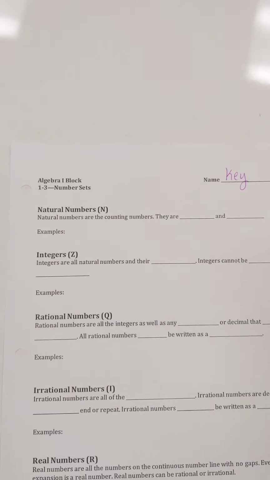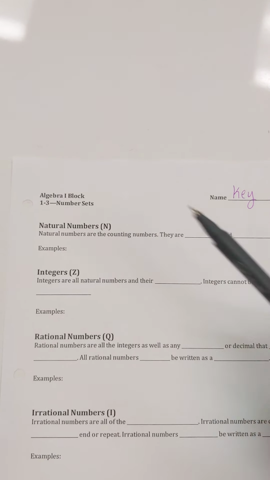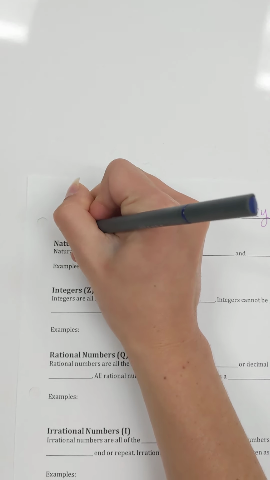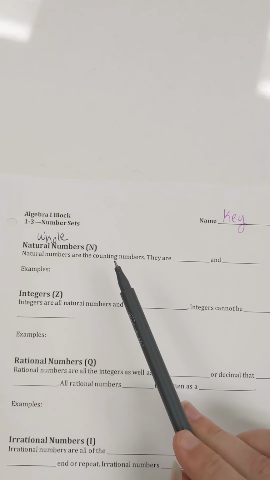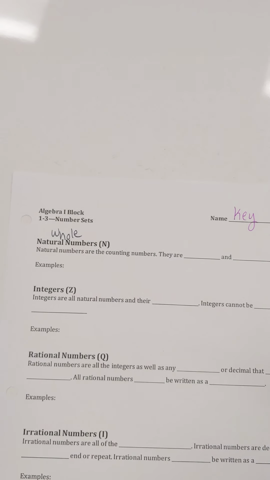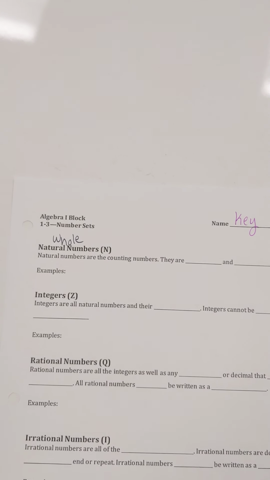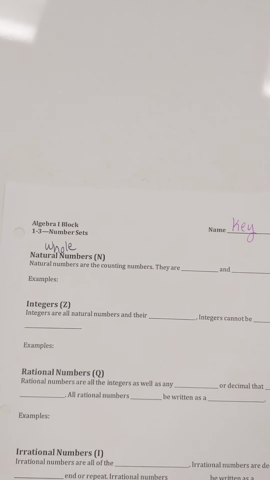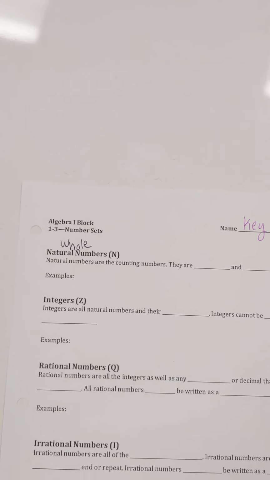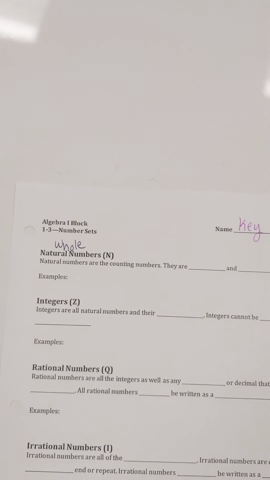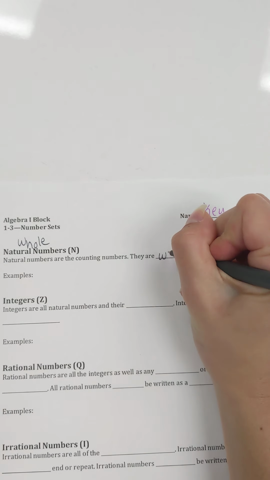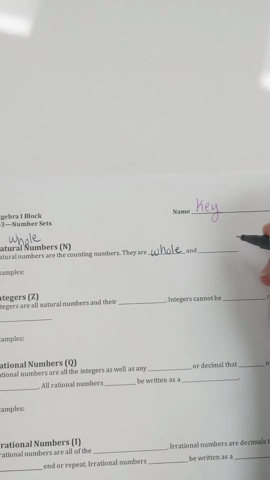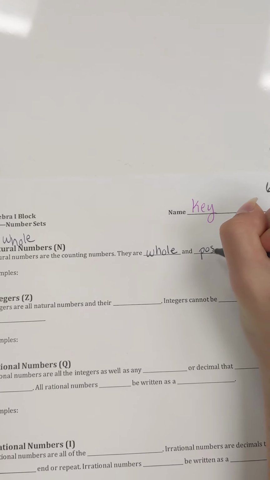The first set of numbers we're going to talk about are called natural numbers. Sometimes we call these whole numbers. Natural numbers are your counting numbers. They're your numbers that you count by when you count numbers. When you were younger, when you were little and you started learning to count, you counted 1, 2, 3, 4. Those are your natural numbers. Natural numbers are whole and positive.